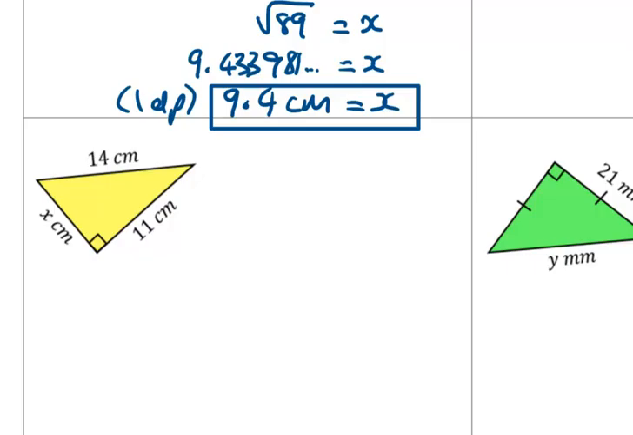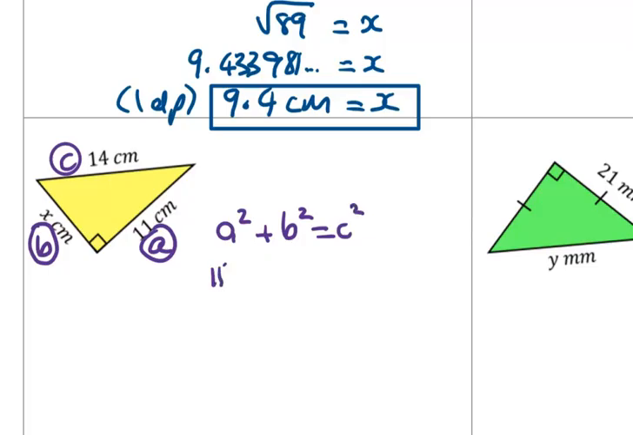And again, we start with labeling, right? I'm going to make the one that we know A, the one that we don't know B, and then C is 14. So we just need to be a little bit more careful thinking about how we do our substitution here. So we've got A squared plus B squared is equal to C squared. So we have 11 squared plus X squared is equal to 14 squared. Substituting gives me 121 plus X squared is equal to 196.